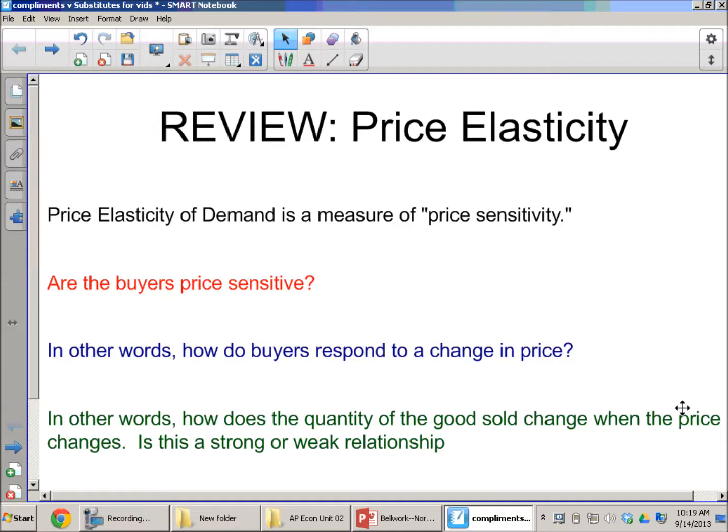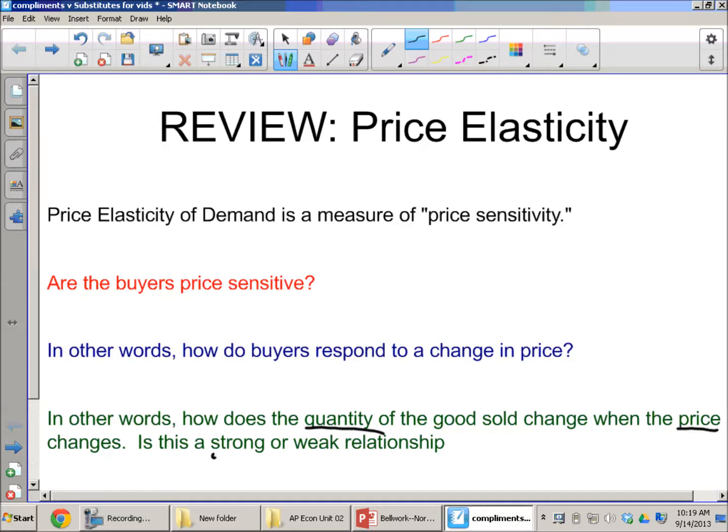So let's take a look at what the price elasticity of demand is. It's a measure of what we call price sensitivity. Really what we're getting at is how do the buyers respond to a change in price. And if we wanted to get technical about it, we would say how does the quantity of the good change when the price of the good changes?